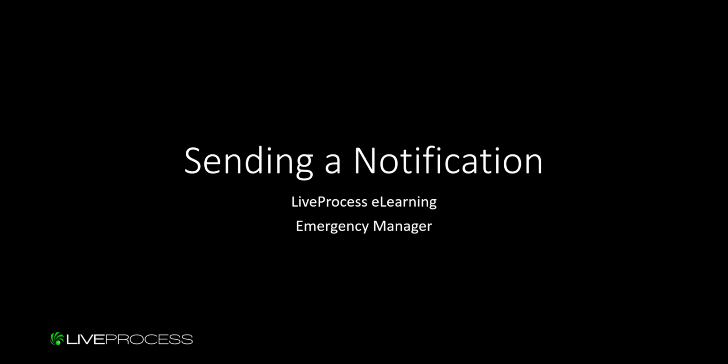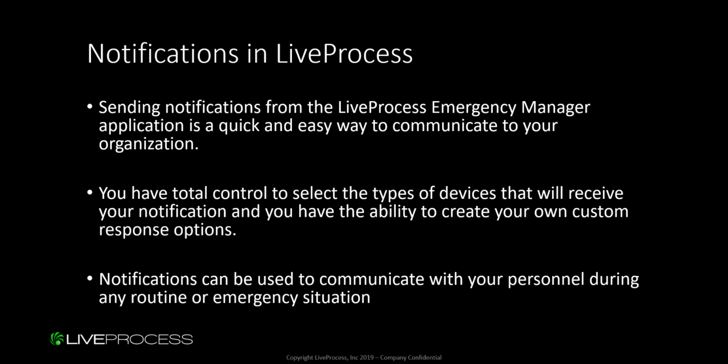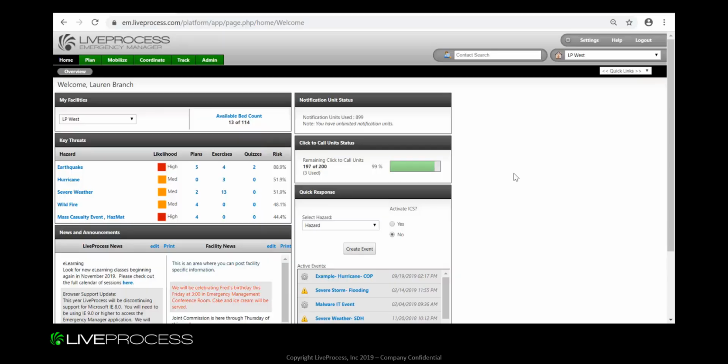In this video, we'll discuss LiveProcess notifications and sending out communication to a group of contacts. Sending notifications from LiveProcess Emergency Manager is a quick and easy way to communicate to your organization. You have total control to select the types of devices that will receive your notification, as well as the ability to create your own custom response options. Notifications can be used to communicate during both routine and emergency situations.